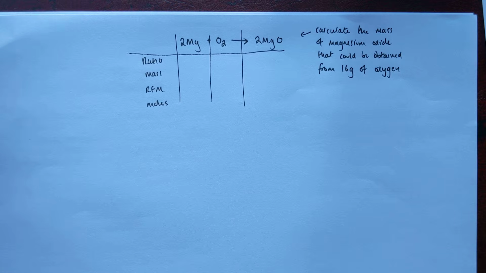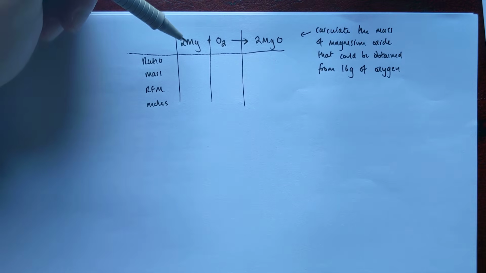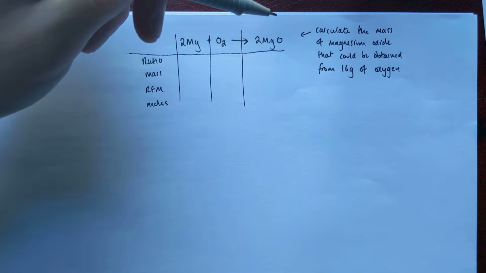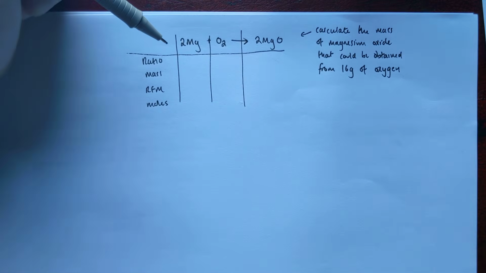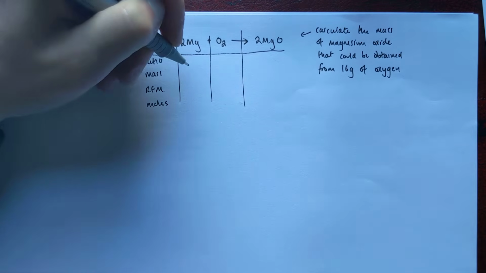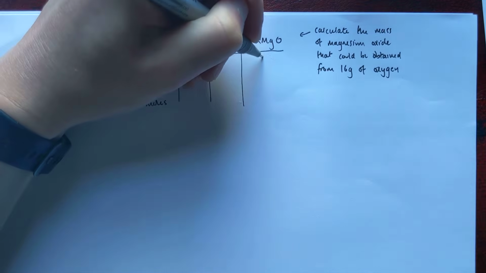The easiest way I find to structure this question is to use a table. The first row of this table says ratio, and that gives us an idea of how much of one substance reacts with how much of another substance. So if I was to say this equation out loud, I would say that 2 magnesiums react with 1 oxygen to make 2 magnesium oxides. I'm just using the balancing numbers for that. So the ratio becomes 2 to 1 to 2.